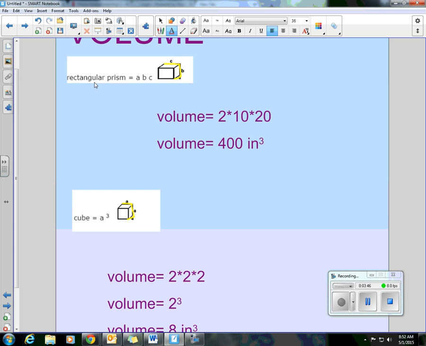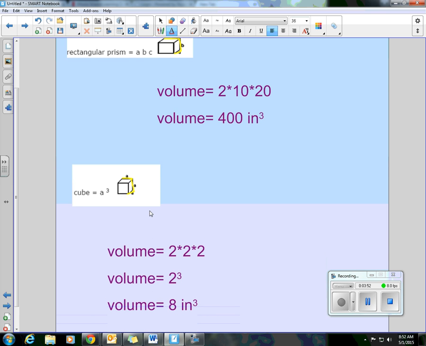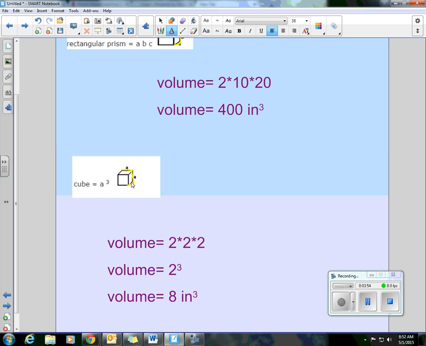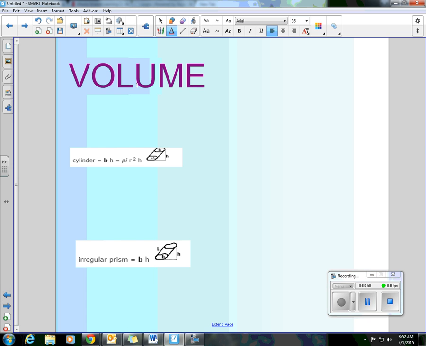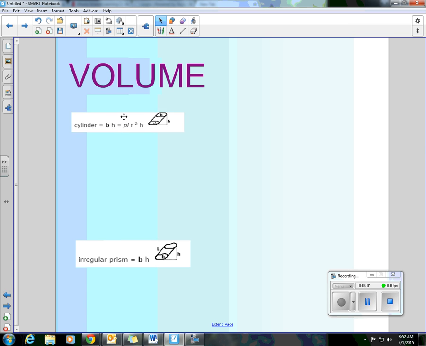Okay, so we've done the rectangular prism, which you're going to have a lot of problems with, and we did a cube. It's a little bit more special. It takes a little less thinking because you're not looking at lots of numbers, you're looking at the same numbers. Now let's move on to cylinders.